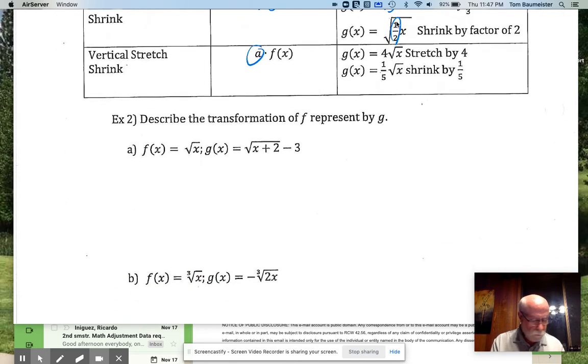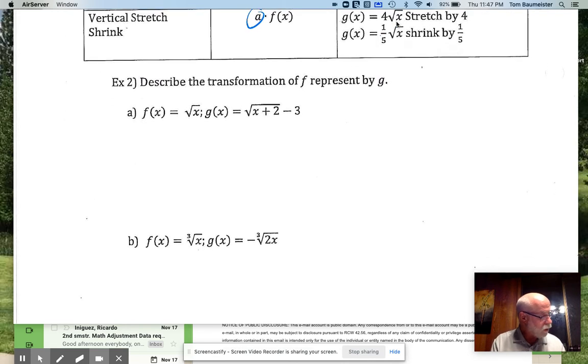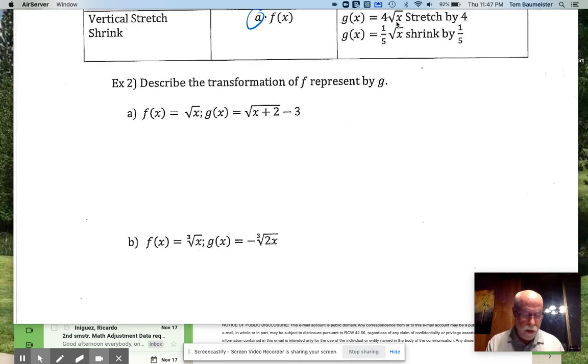All right, so let's look at the two examples I have here. So f of x is equal to the square root of x, and g of x is equal to the square root of x plus 2, minus 3. All right, so if we look at what we had up above, we know we have x minus h plus k. All right.